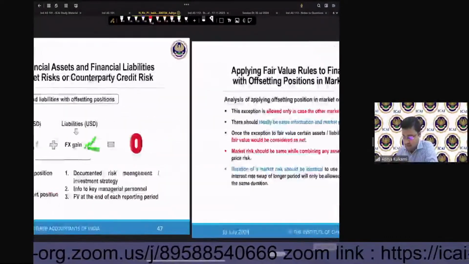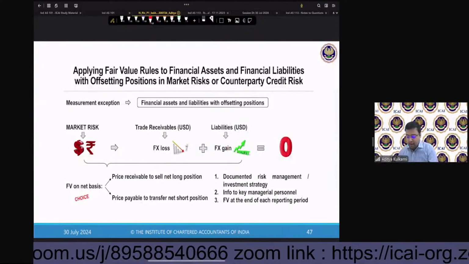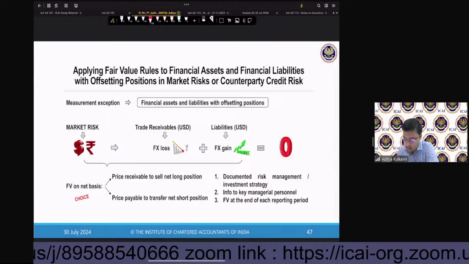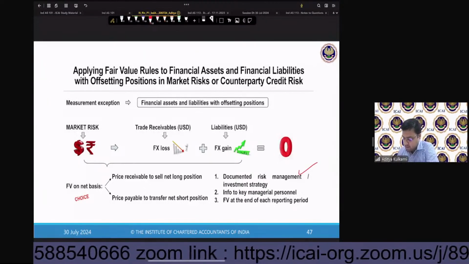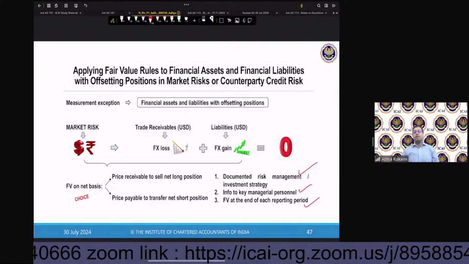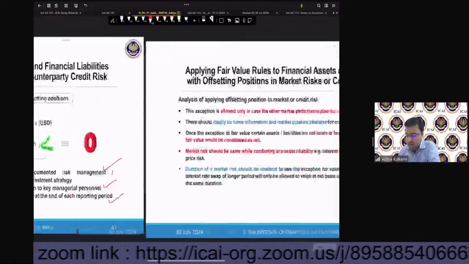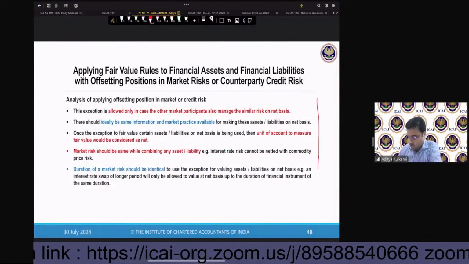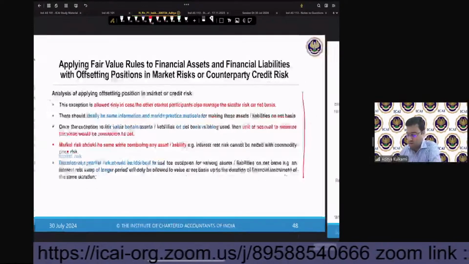Can I do offsetting of financial assets and liabilities? Answer is yes, if you have documented the risk management, information is shared with KMPs, and fair value at the end of each reporting period. So that's it. These are all theoretical, not much of an examination implication. Applying fair values, just go through it. It's nothing difficult, rather more theoretical.